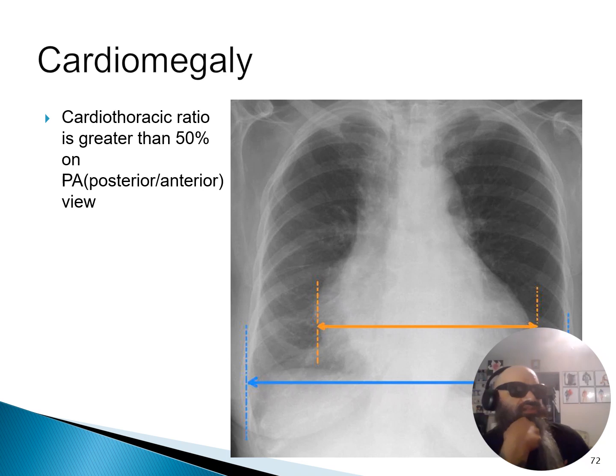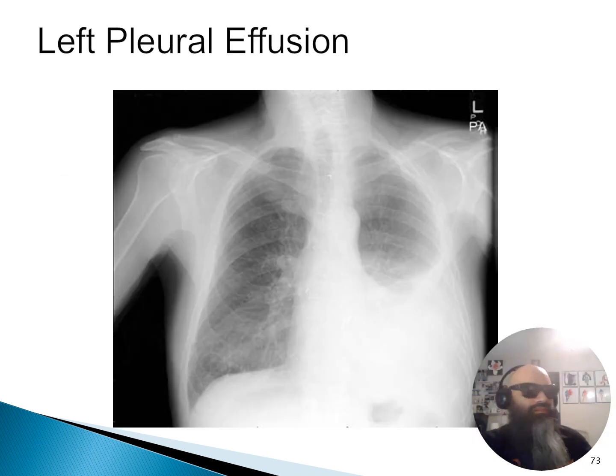It's the cardiothoracic ratio. What I mean by cardiothoracic is the size of the heart compared to the size of the entire thoracic cavity. So if it's greater than 50% on the PA view, which is basically what you're seeing in front of you, that's what's going to classify it as cardiomegaly.